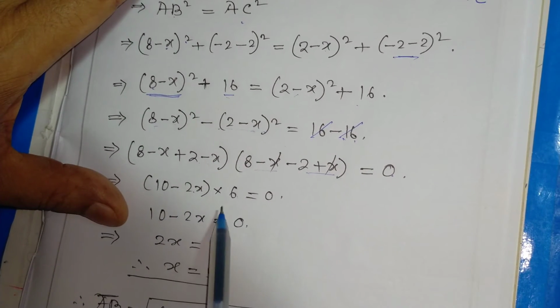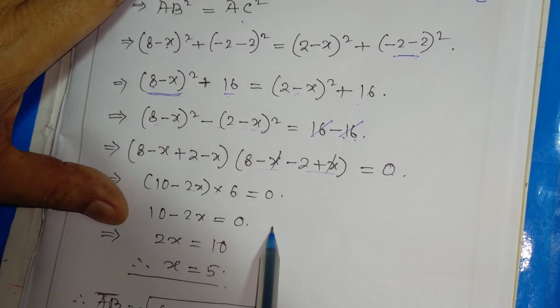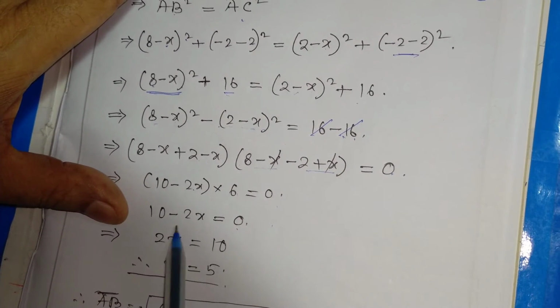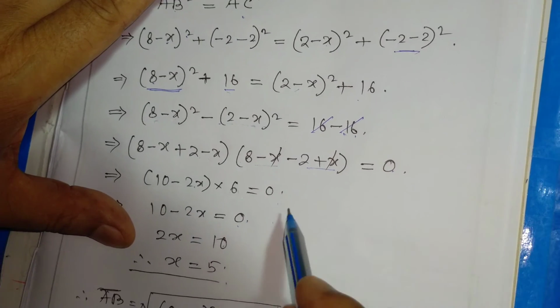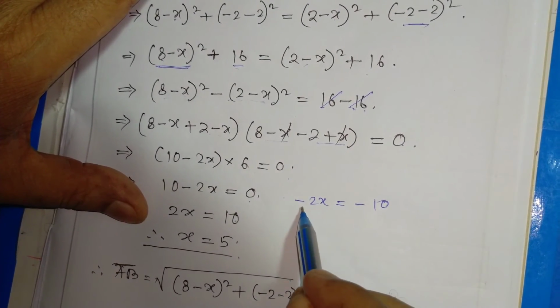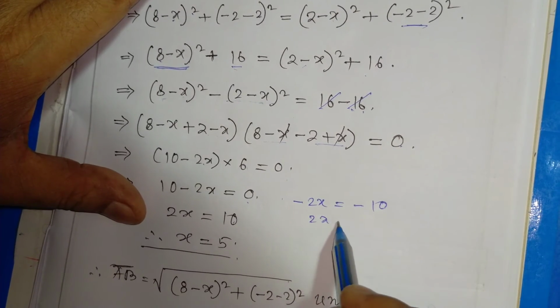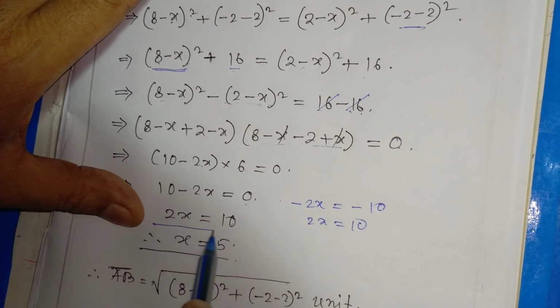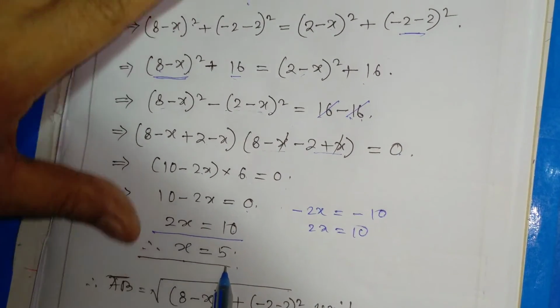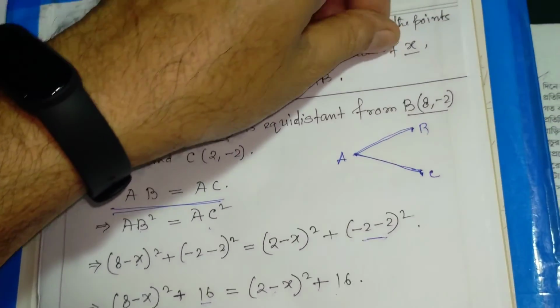So 10 minus 2x equal to, if I take this 6 to that side, that will be 0 by 6 means 0. Now 2x equal to 10, because actually it becomes minus 2x equal to minus 10. So removing minus both sides, we get 2x equal to 10. So x equal to 5. This is the answer of the first part: find the value of x.